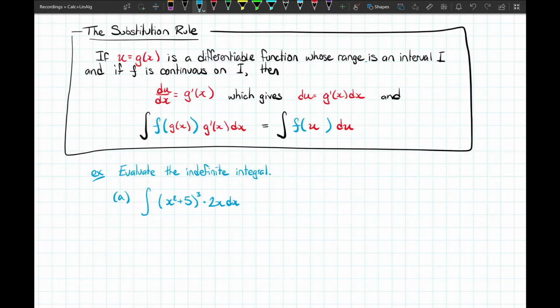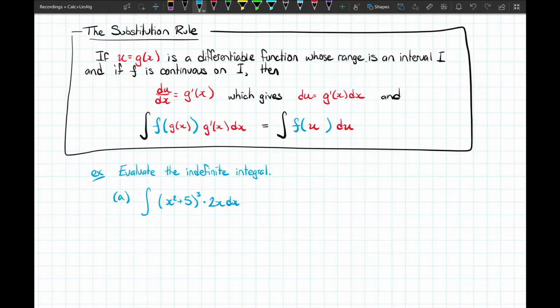In this example, we see we have a function x squared plus 5 that is really inside of another operation, something like u cubed, where u is this x squared plus 5. We can also see that the derivative of x squared plus 5 is 2x, and we have that being multiplied right after our u cubed component.